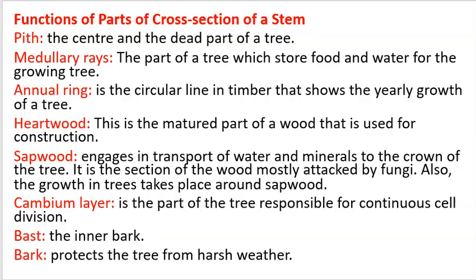Then we have the cambium layer. It's the part of the tree responsible for continuous cell division. Then we have the bast. Another name for that is the inner bark. After the external bark, you peel it. The next layer is the bast, and then of course the bark, which protects the tree from harsh weather.